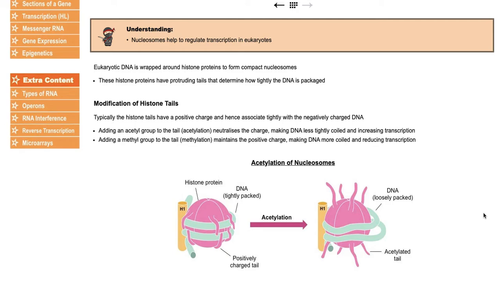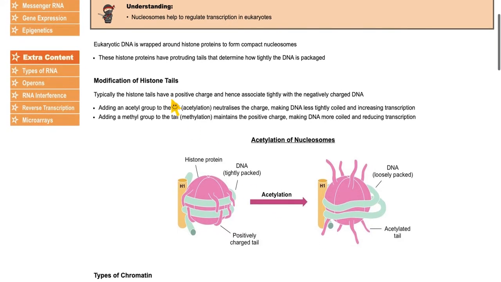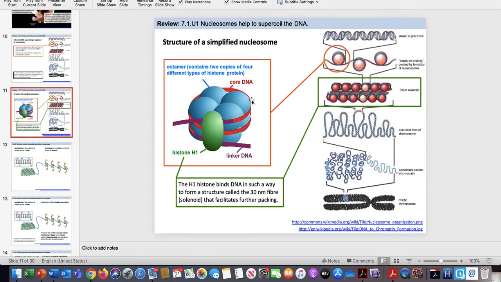Happy Bio students. Today we are going to continue 7.2 and we are going to look at how nucleosomes can help regulate transcription in eukaryotes. So let's remember that eukaryotic DNA is wrapped around histone proteins to form a compact nucleosome. So here you see a picture of your nucleosome. In your PowerPoint notes, the nucleosome looks like this. It's pretty much the same thing, right?